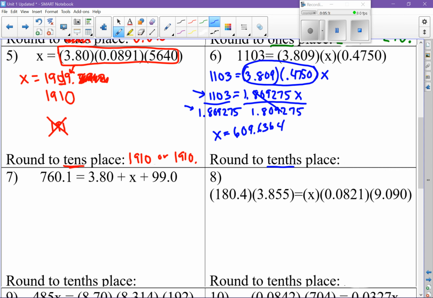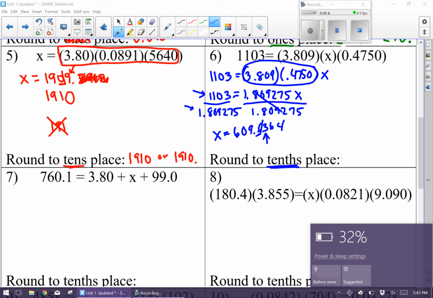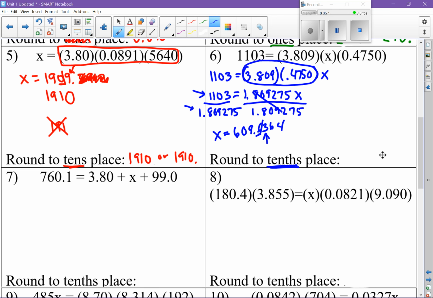609.6364. The tenths place is right here, this first 6. Directly after it is a 3, which means we will not round up. We are going to leave it at 609.6.